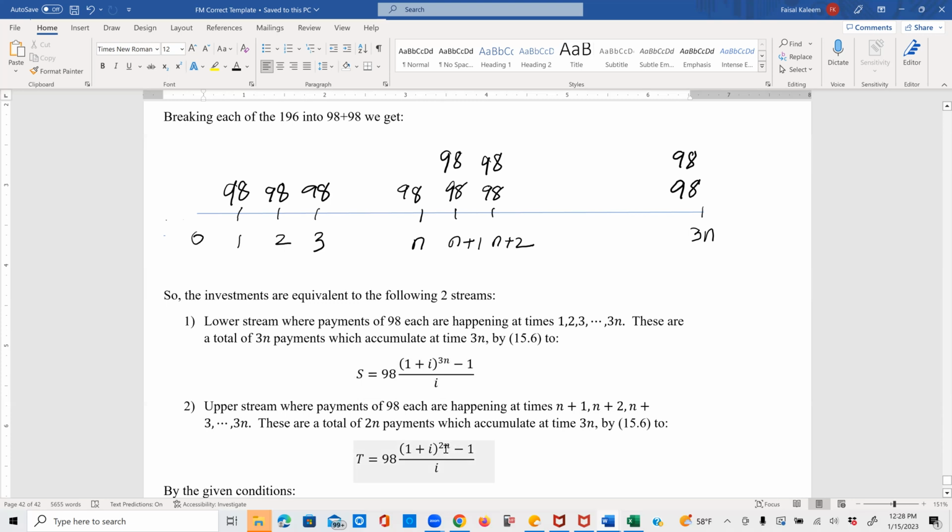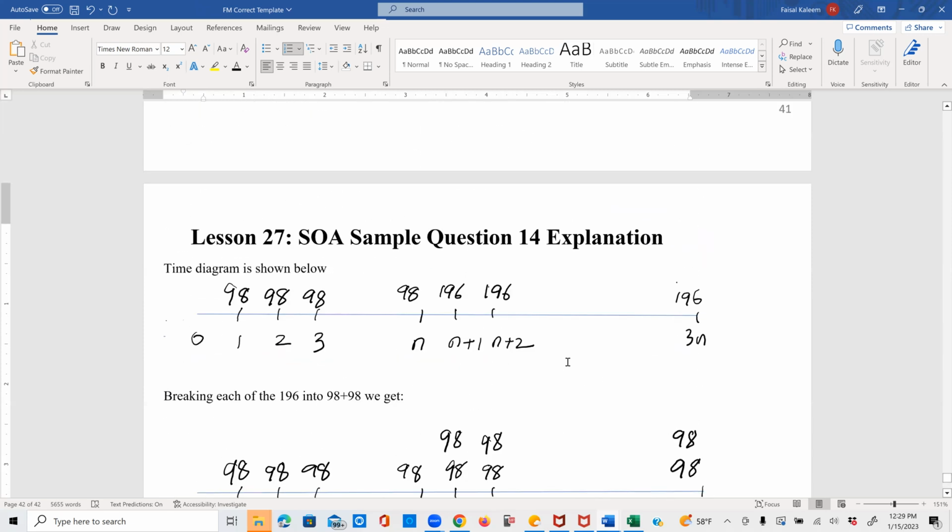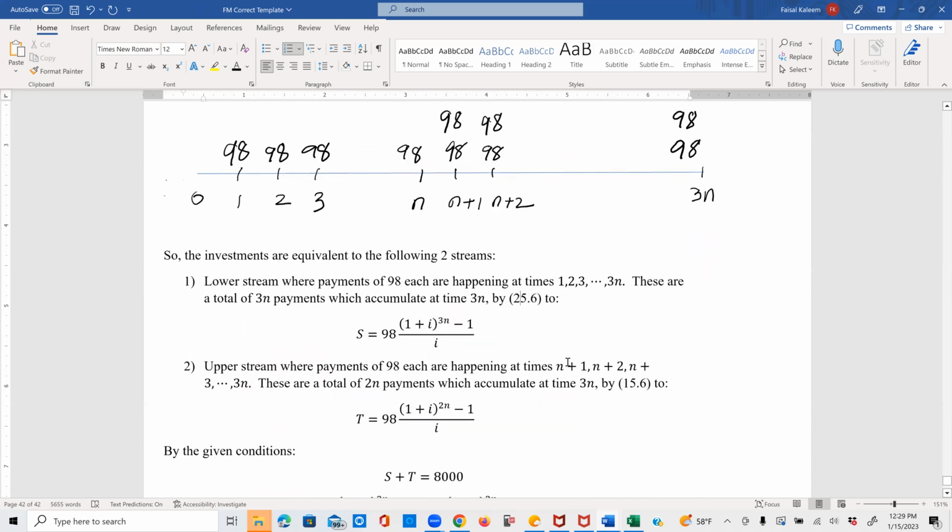And remember, the accumulated value is each payment times (1 + i) to the number of payments, minus 1, over i. That was the formula which we wrote in lesson 25. Actually, it was 25.6 and not 15.6. Lesson 25 was about annuity immediate.